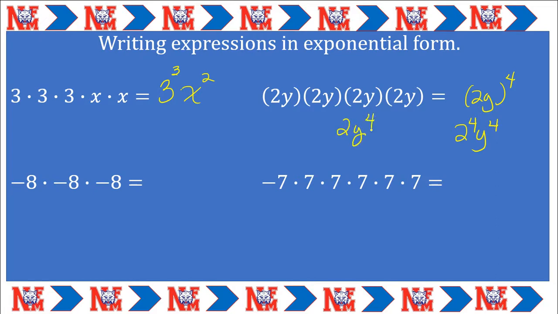Do not make the mistake of writing it that way. This only says I have 1 2 being multiplied when I really have 4. Here, the negative is included as the base, so we have to include and use parentheses, so -8 within the parentheses raised to the 3rd power. On this one, we have our negative just dangling out front, and our base is 7, and we have 6 of those.